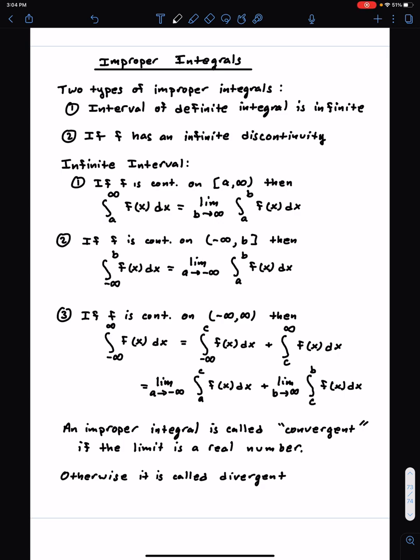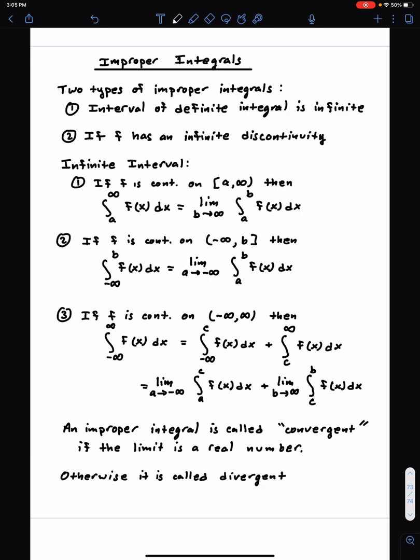Improper integrals. There are two types of improper integrals. One, where the interval of the definite integral is infinite: one or both limits of integration are infinity. Or two, if f has an infinite discontinuity, a vertical asymptote. But there would be a finite number of infinite discontinuities.